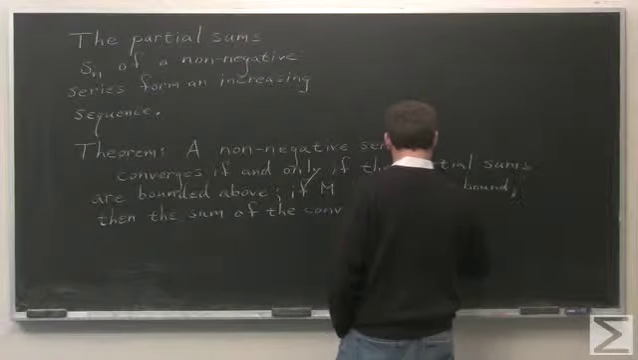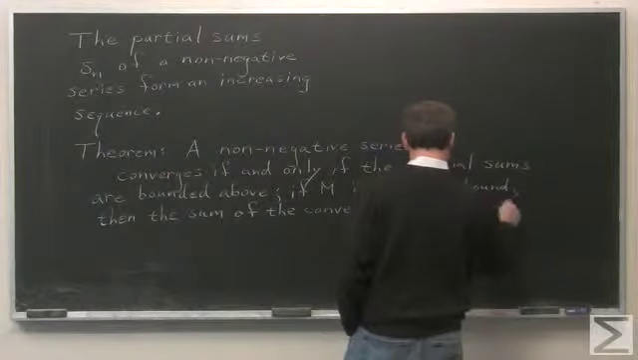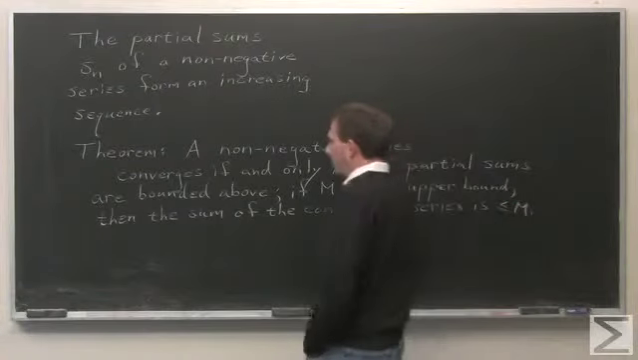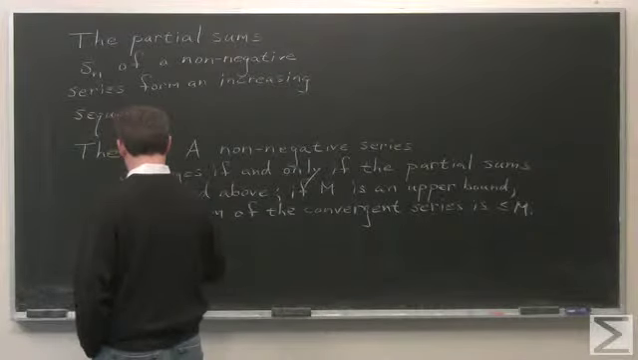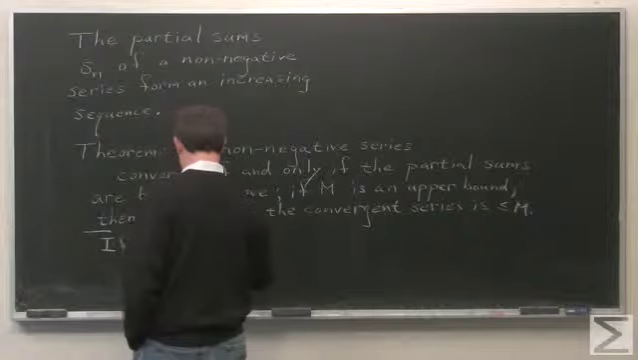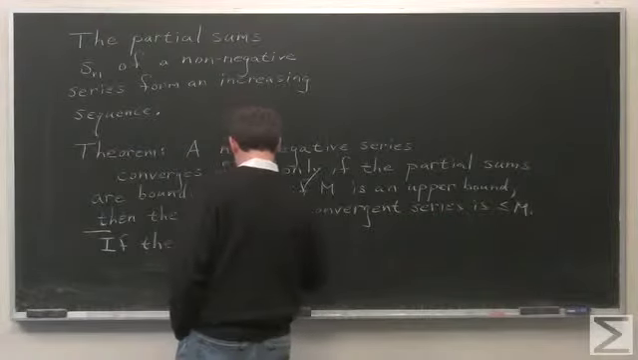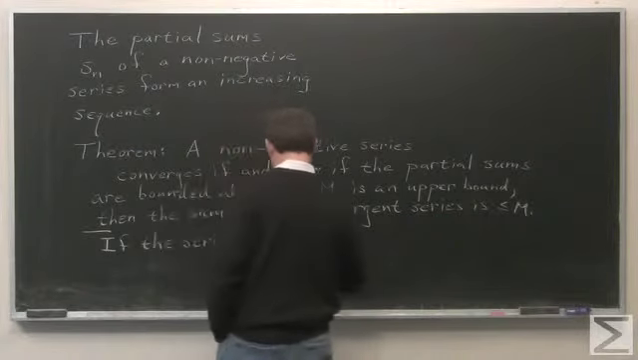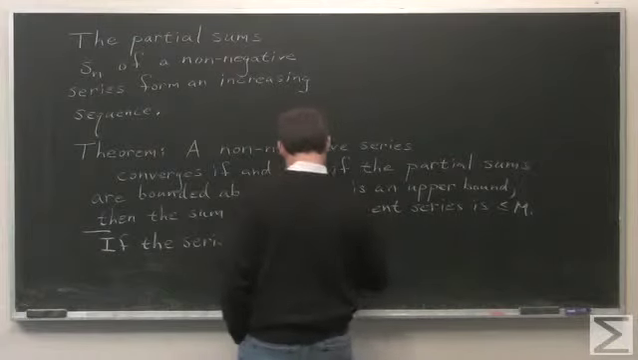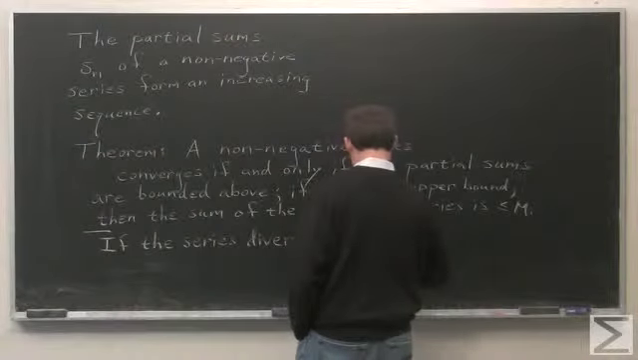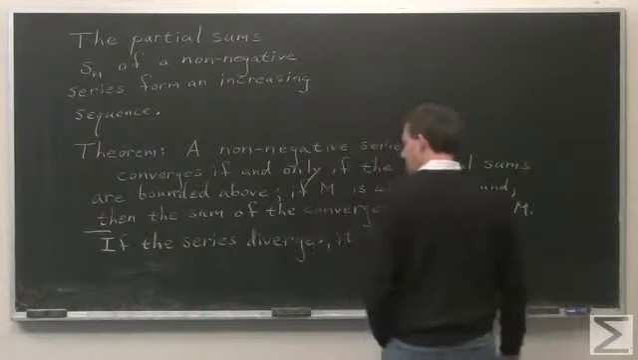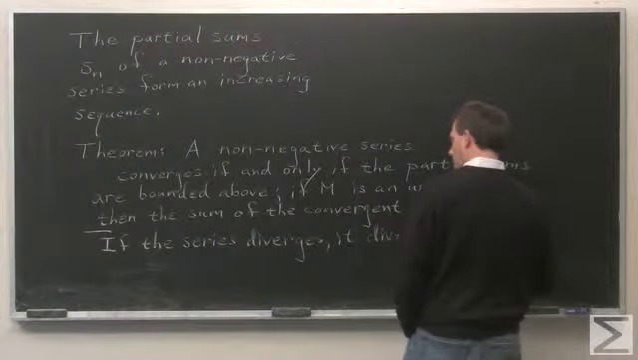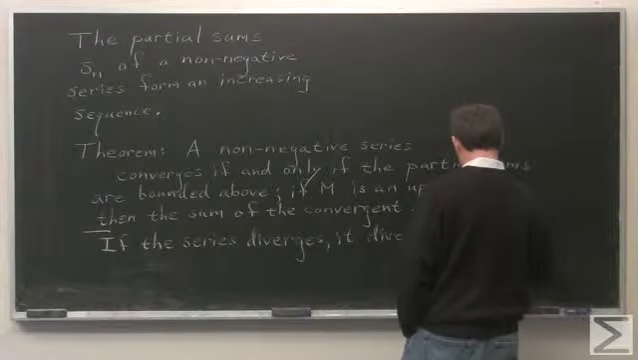Is less than or equal to M. And another part of this theorem is if the series diverges, it diverges to positive infinity. That is, the partial sums become unboundedly large if you go out far enough. The series diverges to positive infinity.